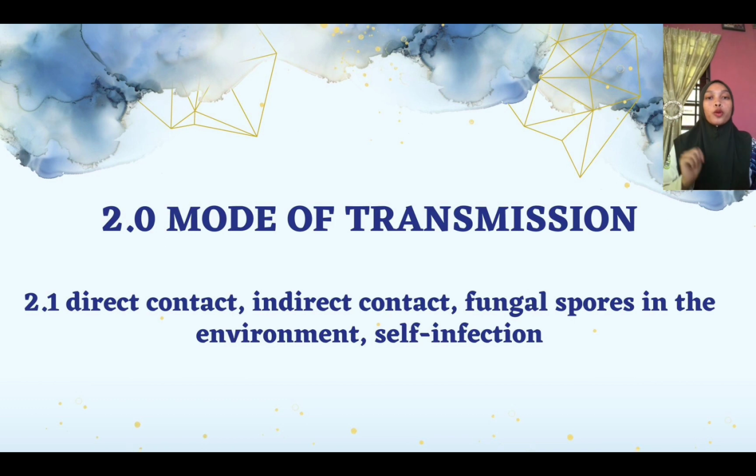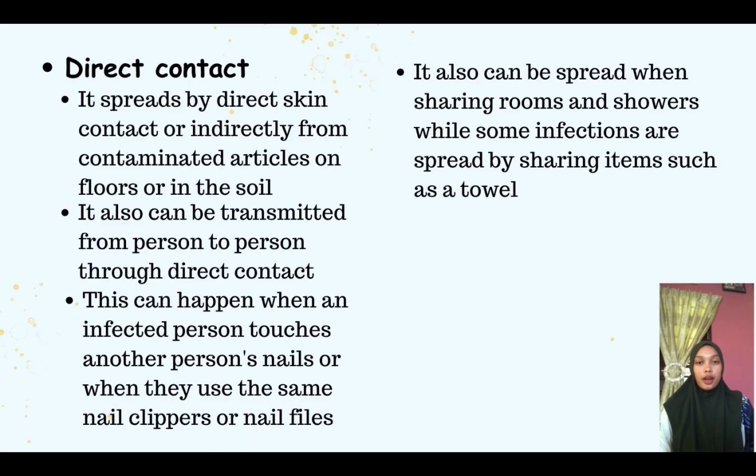There are four modes of transmission in fungal nail infection. The first one is direct contact, the second one is indirect contact, the third is fungal spores in the environment, and lastly is self-infection. The first one is direct contact. It spreads by direct skin contact or indirectly from contaminated articles on floors or in the soil. It also can be transmitted from person to person through direct contact.